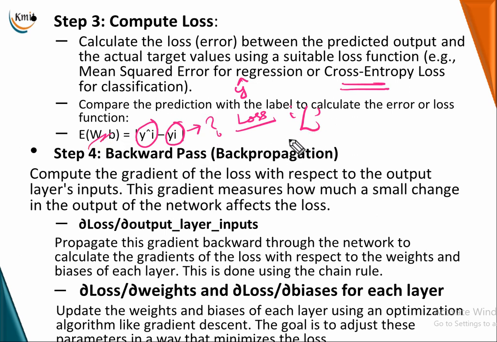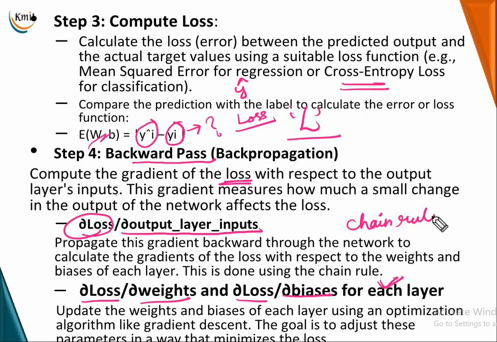Now once you are done with the loss function, you have to apply an optimization algorithm like backpropagation. So what do you do exactly now? Once you have done the forward pass and computed the loss, you go for the backward pass, which is backpropagation. You compute the gradient of your loss function with respect to the output layer's inputs. So you find ∂L/∂(output layer inputs), ∂L/∂weights and ∂L/∂biases for each and every layer, and this is the place where you use the chain rule which I just taught in the previous topic.